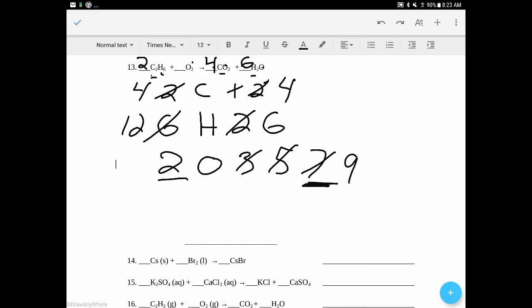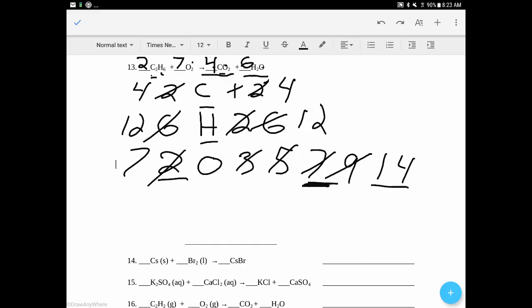Now we have 12 H's, so we're going to need a 6 in front of the H. That looks more like a G. There we go, 6. So now we have 12 H's. And so now we have 8 O's here and 6 O's here. Okay, so that means we have 14 total O's. Okay, so now C's are balanced, H's are balanced, and we have 14 O's. So now, since 14 is an even number, we can just put a 7 right there, and that will change our total O's on the left to 7. So now we have a balanced equation. So our final coefficients are 2, 7, 4, 6.